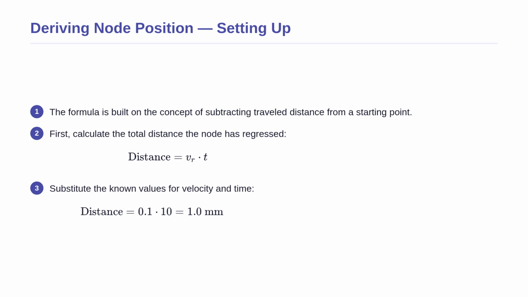This equation is essentially a geometric subtraction problem. We are trying to find a remaining length by subtracting the distance traveled from the total initial length. The first logical step is to figure out exactly how far the node has moved backward. We do this by multiplying the regression velocity by the time elapsed, which is the V sub r portion of the equation. By plugging in our specific values of 0.1 millimeters per hour and 10 hours, we calculate an intermediate result of 1.0 millimeter. This tells us the absolute length of the notochord tissue that has been laid down so far.